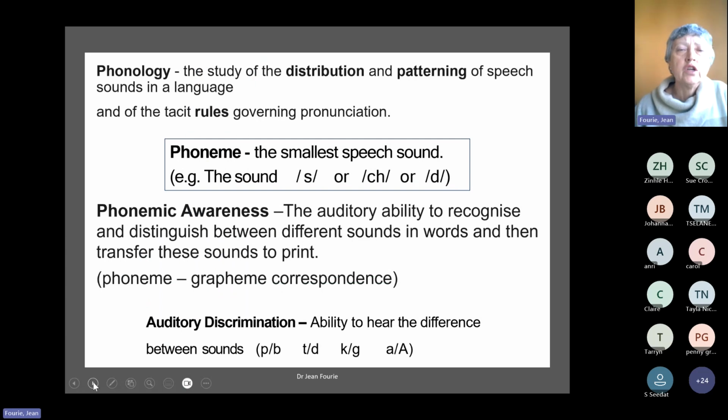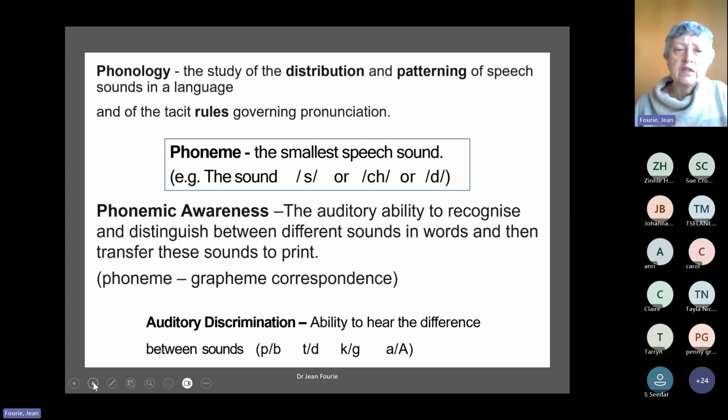So phonology is the study of the distribution and patterning of these speech sounds in a language. So which sounds we produce at which times in the language, and there are rules governing this pronunciation. The rules govern where you put the emphasis and how you vocalize the vowels and the consonants and where they are patterned.